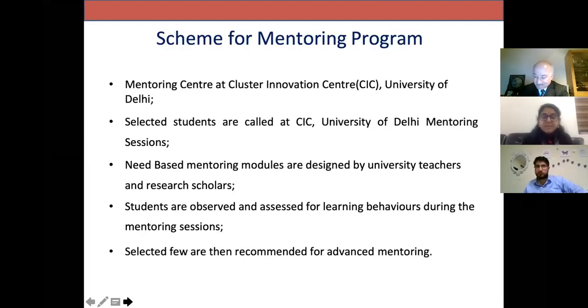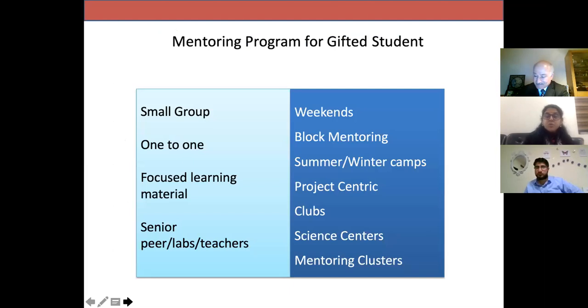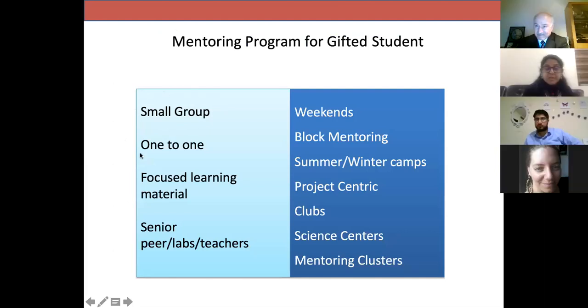So we did different kinds of mentoring. As I told you, we did it at Cluster Innovation Center, University of Delhi. Selected students used to come to CIC. We developed need-based mentoring modules for them, and students were continuously observed. So these were the nature and spread of the mentoring programs. We did small group mentoring, and there was one-to-one mentoring also.